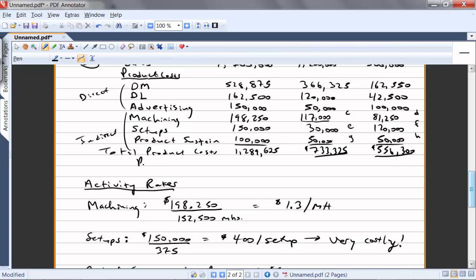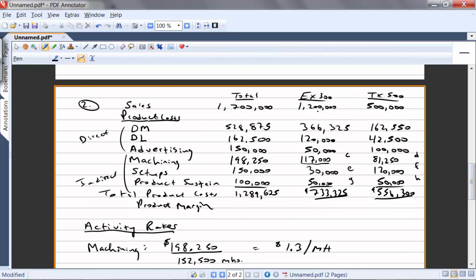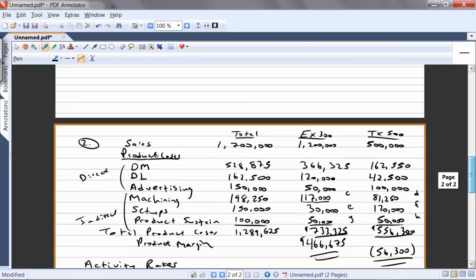And now product margin, which is what they were asking us to find for each product. Take the sales. So E product sales 1.2 million minus the costs, and you get 466,675 for the E. And then for the T, 500,000 minus the 556,300, you get the negative 56,300 product margin for the T product. So it looks like we're losing money on the T product, and we're actually making money on the E product. What happened here?